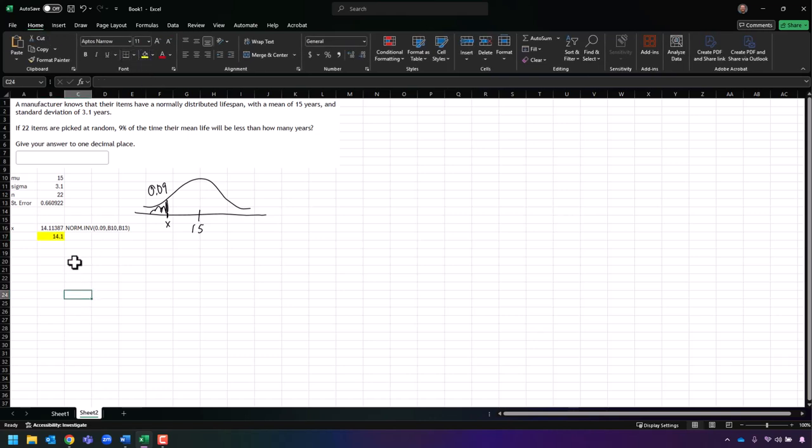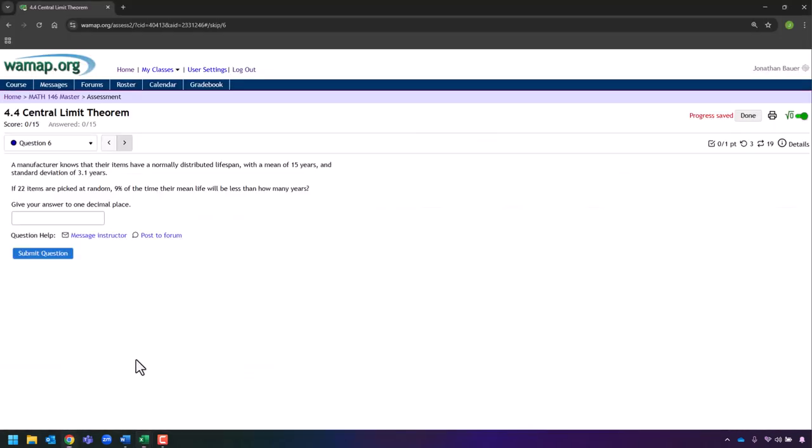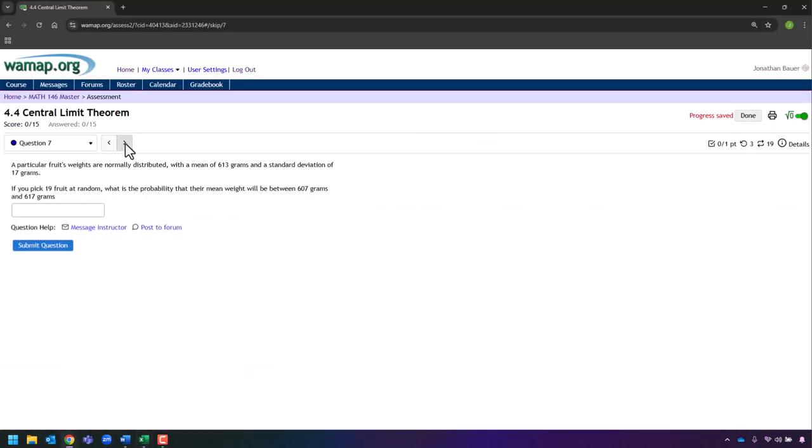And again, just a little change of pace. We're talking about a sample of items, and so we know we have some change happening here. Now, particular fruits' weights are normally distributed with a mean of 613 grams and a standard deviation of 17 grams. If you pick 19 fruits at random, what is the probability that their mean weight will be between 607 grams and 617 grams? So go ahead, snag this one here.